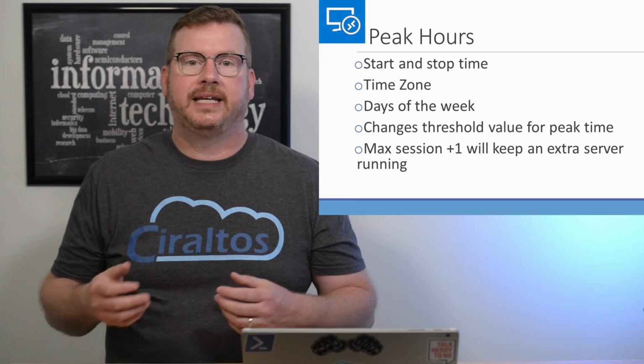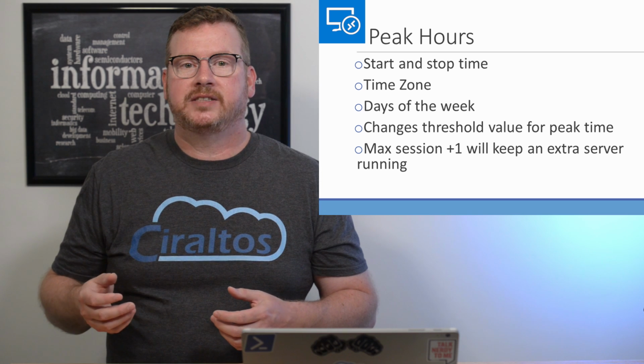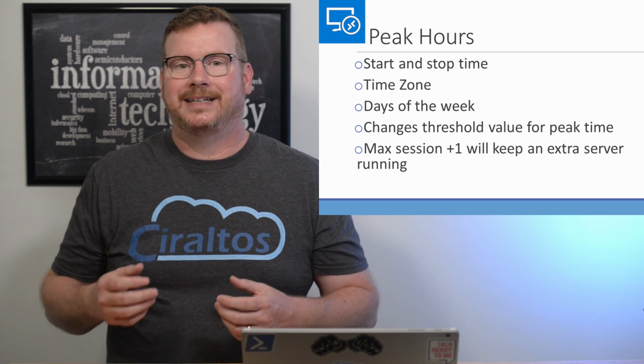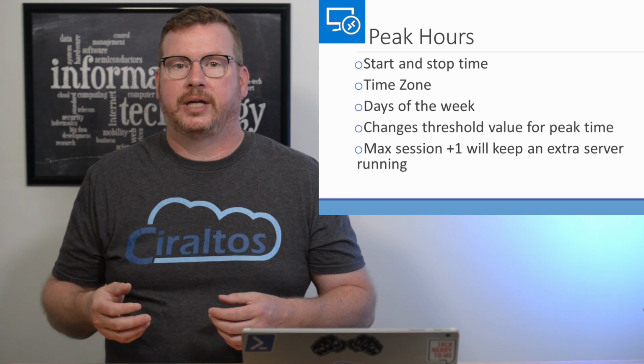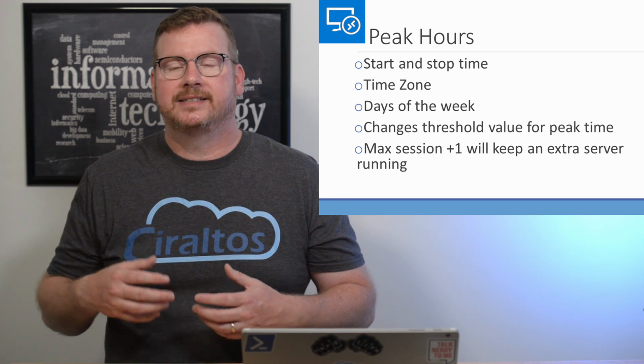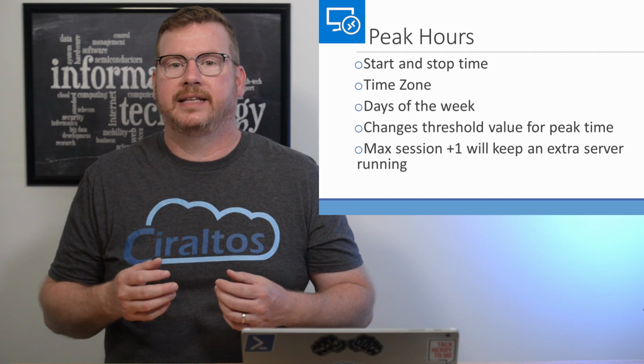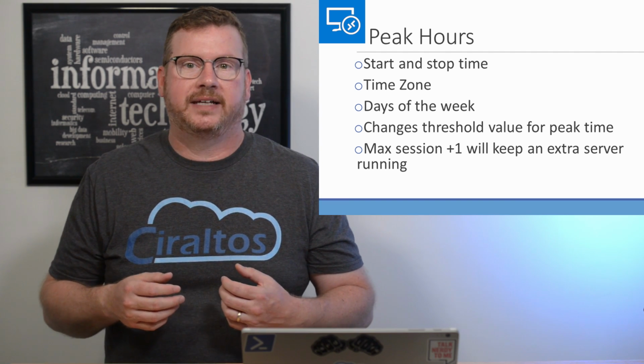The script has a peak time option where you can specify the peak threshold value and a time range for that value. Say, in the previous example, you want to change the threshold to 4 during peak hours. The same logic applies, only modifying that threshold value during the specified time range.